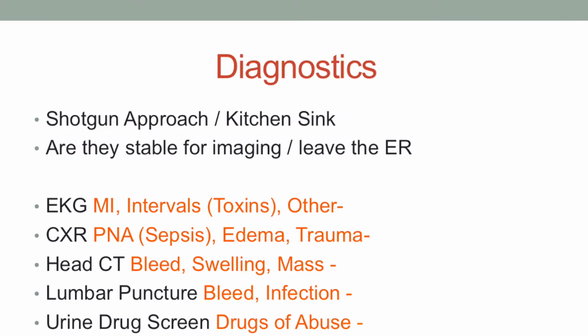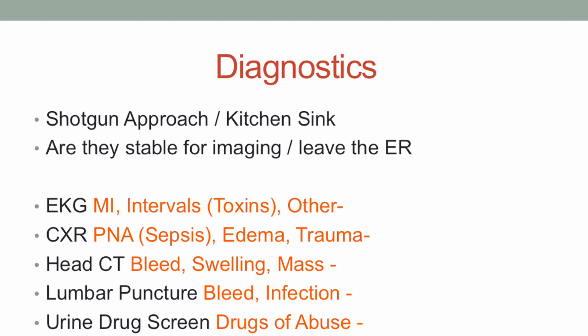Diagnostics. Shotgun approach, kitchen sink approach. When we have these patients come in, we're ordering everything. You're seeing labs drawn, stuff that we typically would never order, which would be ammonias. We can order lactates, thyroid studies, phosphates, magnesium levels, sed rates, CRPs. There's a lot of different things that we order, and we're just kind of getting everything in there and trying to filter out the information later because we may not have enough time, so we want to get everything in at first blush.